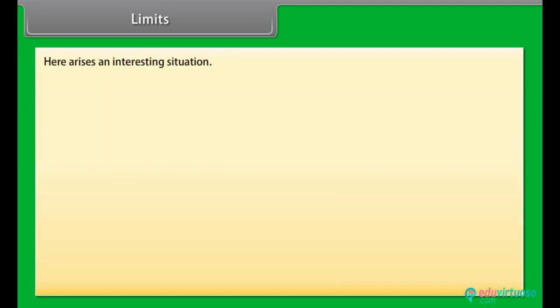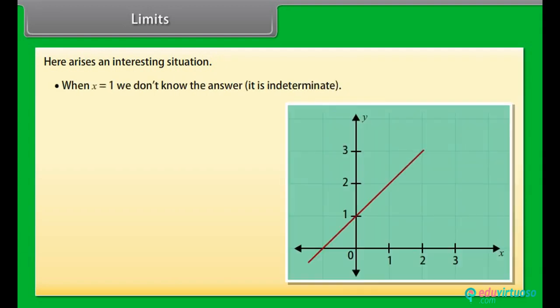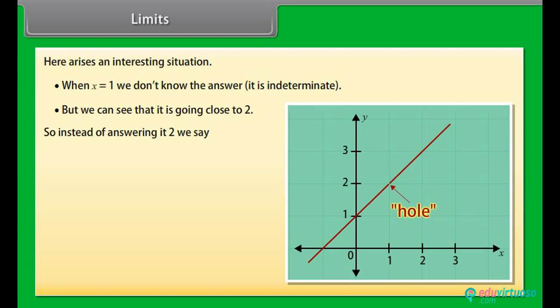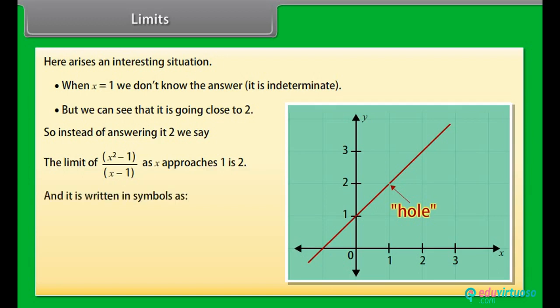Here arises an interesting situation. When x is equal to 1, we don't know the answer. It is indeterminate, but we can see that it is going close to 2. So instead of answering it 2, we say the limit of x square minus 1 by x minus 1 as x approaches 1 is 2. And it is written in symbol as limit x tends to 1 of x square minus 1 by x minus 1 is 2. So, we cannot tell the value at x is equal to 1, but we can say that as we approach 1, the limit is 2.